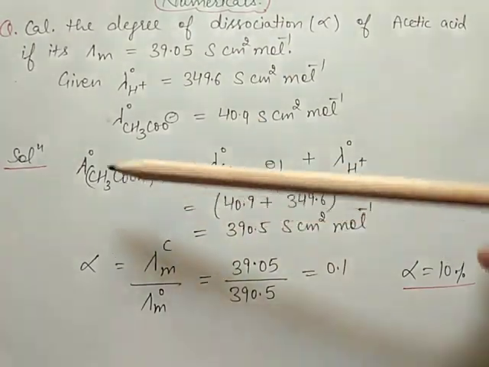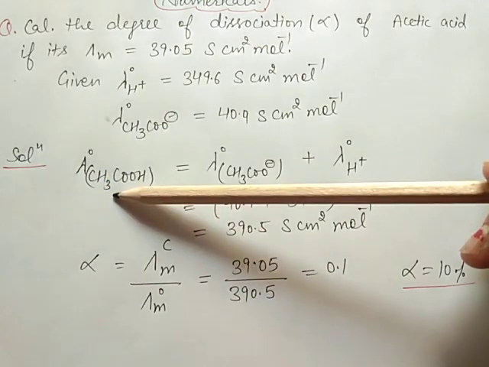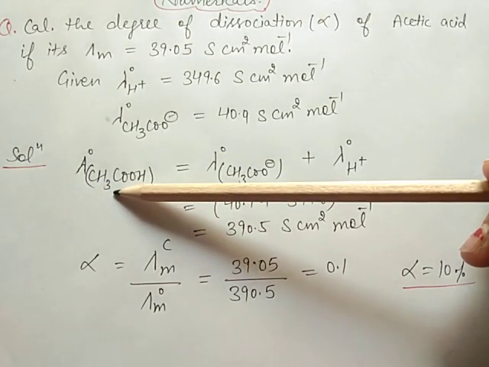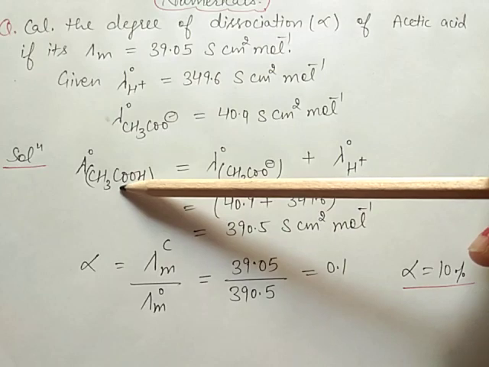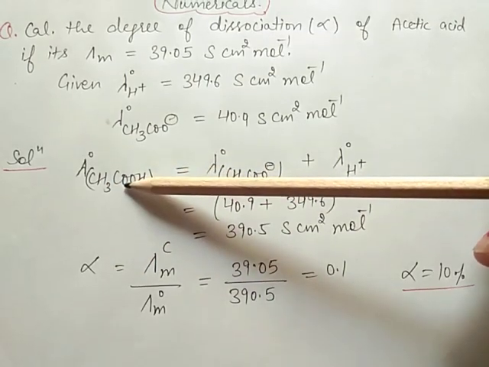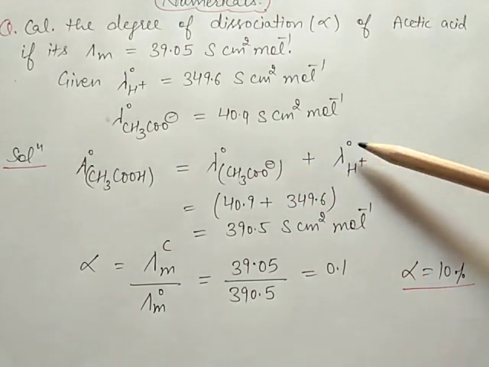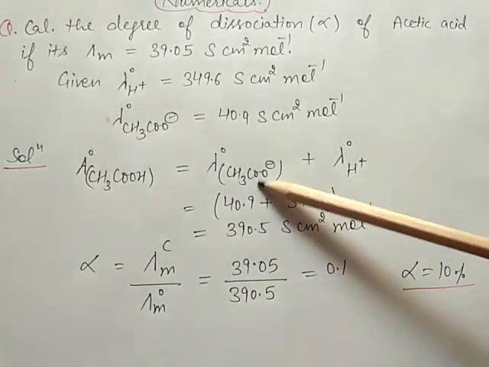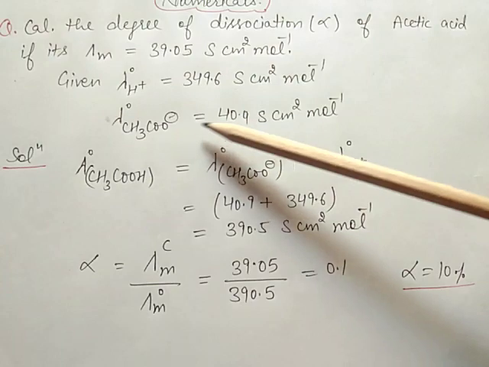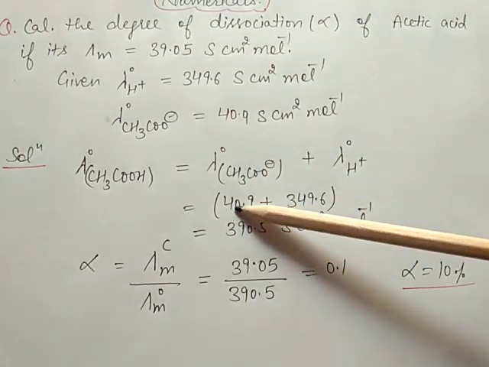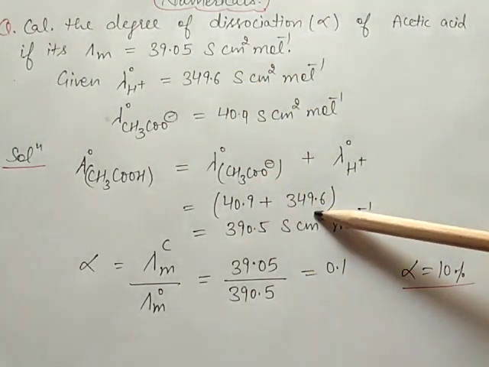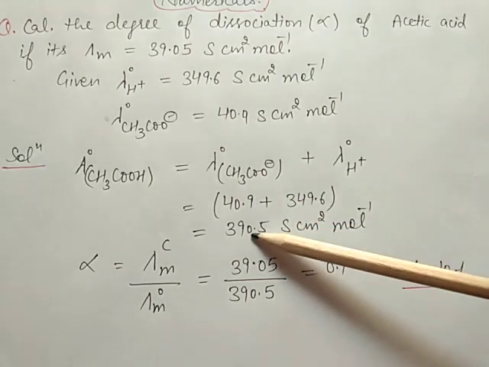First of all, we calculate the molar conductivity of acetic acid at infinite dilution. Here we apply Kohlrausch's law, that is equal to lambda naught CH3COO negative plus lambda naught H positive. Here the values are given: the acetate ion is 40.9, and the H plus ion is also given. After addition, this is the answer.